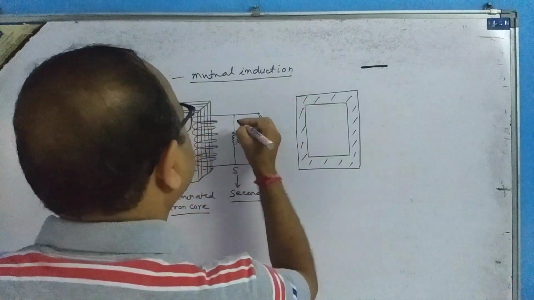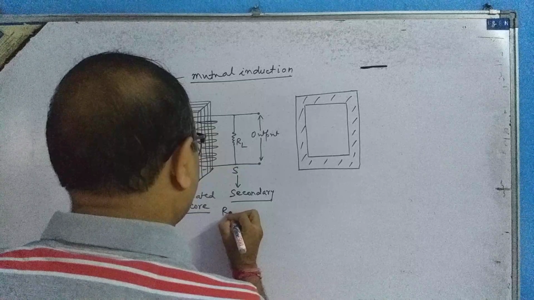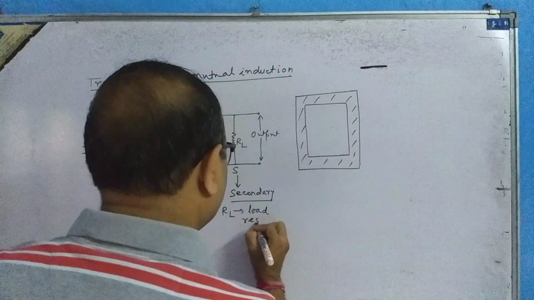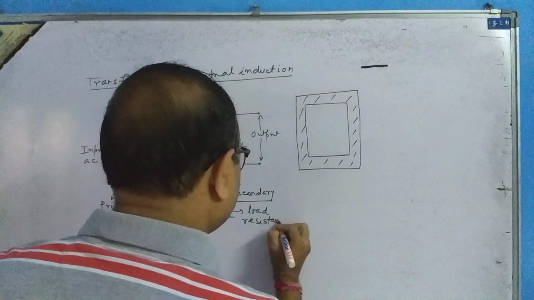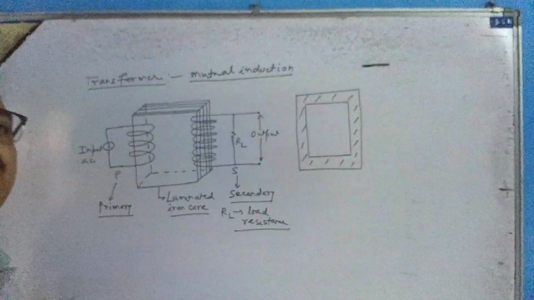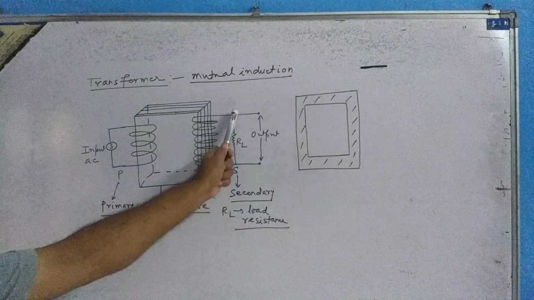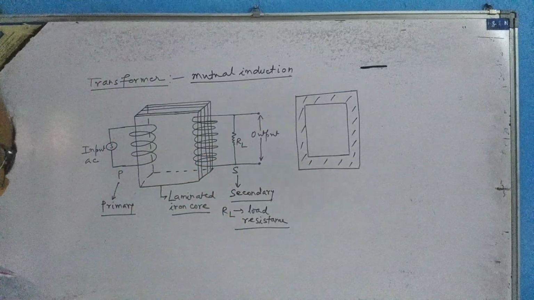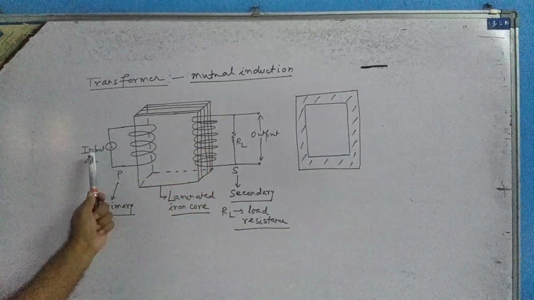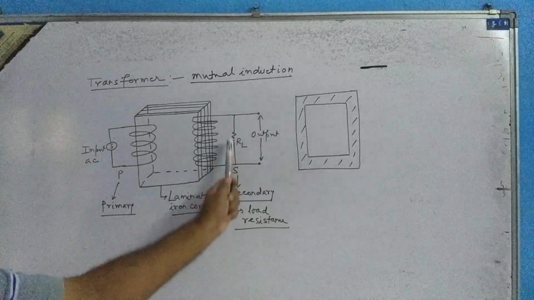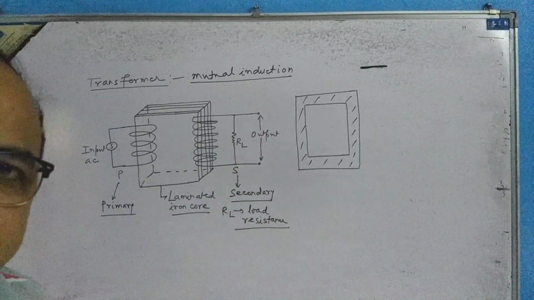And here, look, RL is what? It is a high resistance, it is called the load resistance. You know, it is called load resistance. A high resistance called load resistance. Where do we connect this? We connect it in the secondary. In the primary I connected the input AC and in the secondary I connected this load resistance, as shown in the figure.